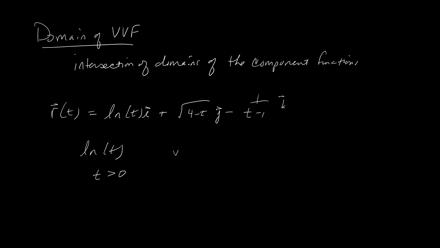All right, for the square root of 4 minus t, we know that 4 minus t must be greater than or equal to 0, meaning t must be less than or equal to 4. And then finally, for 1 over t minus 1, we know t cannot be equal to 1 because that would cause us to divide by 0. Big time no-no, right? So we can't do that.